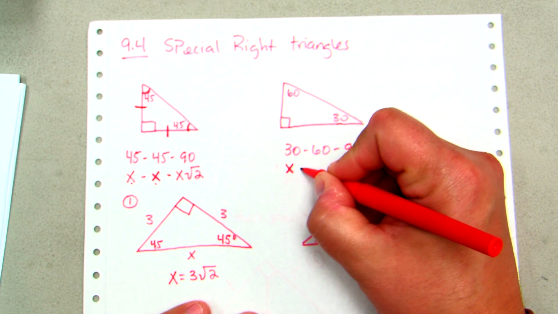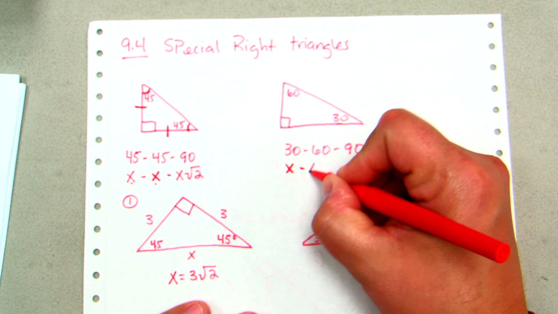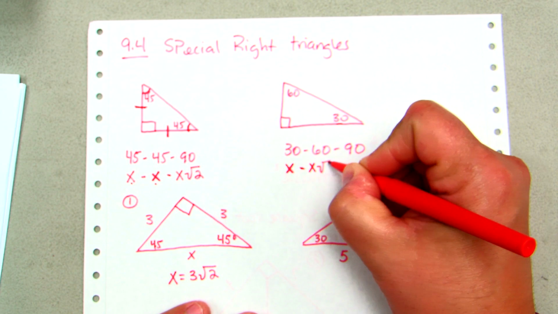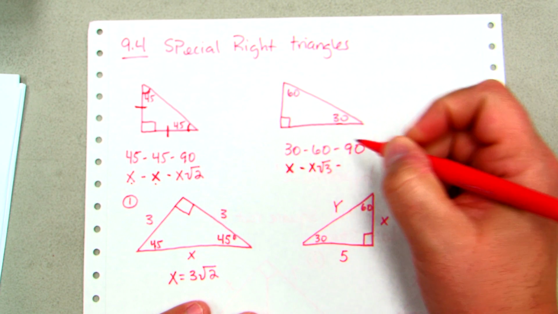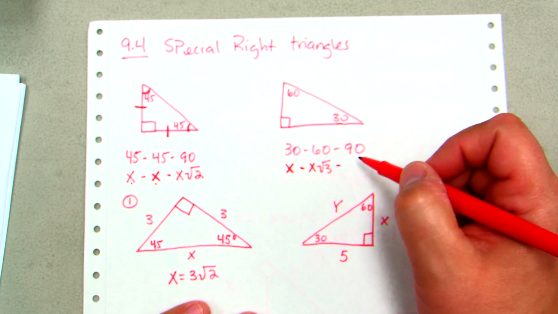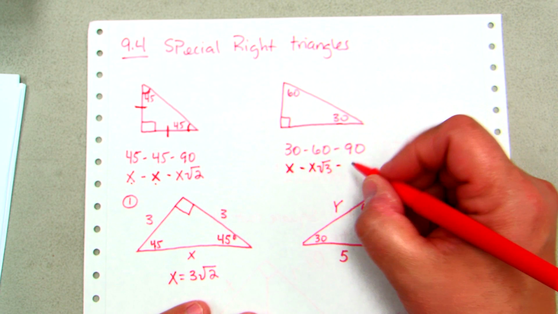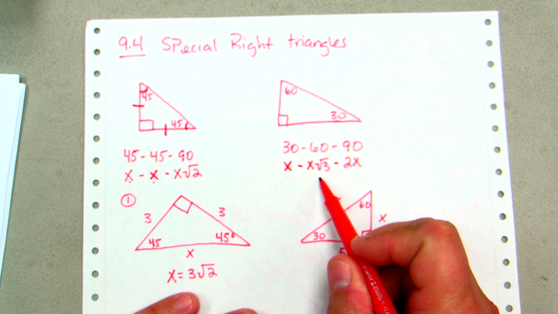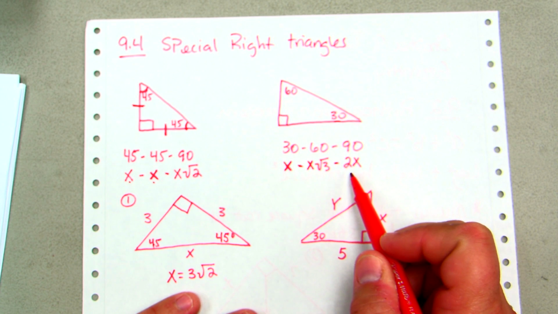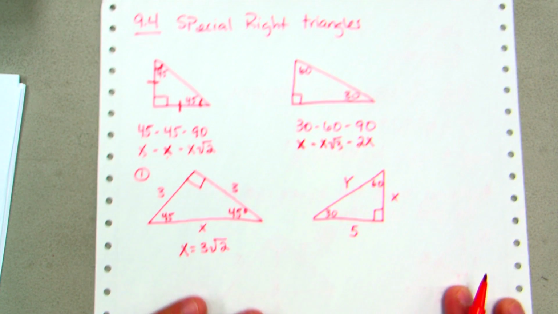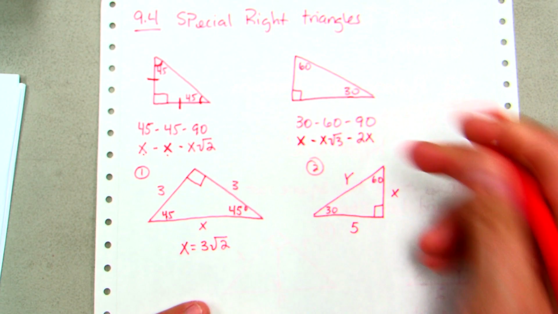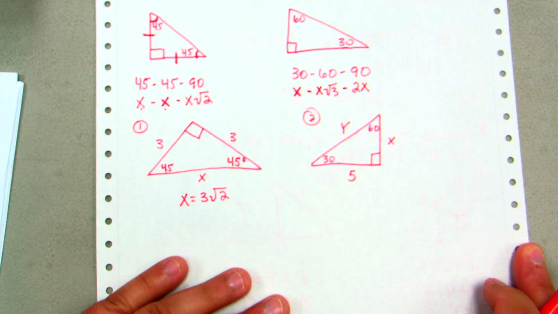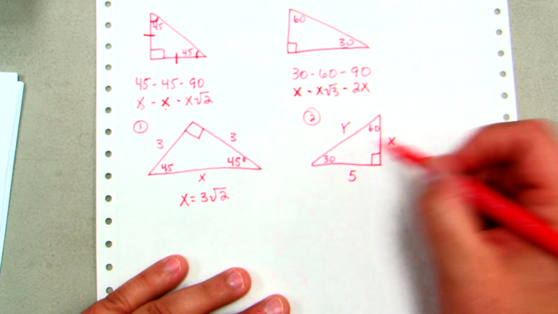Now to find the one in the middle, you take the short side, which is x, and multiply it times the square root of 3. And lastly, to find the hypotenuse, we take whatever the short side is and multiply it times 2. So you have x, x times the square root of 3, and 2x, or 2 times the length. Now in example 2 here, I give you two variables to find, the x and the y.